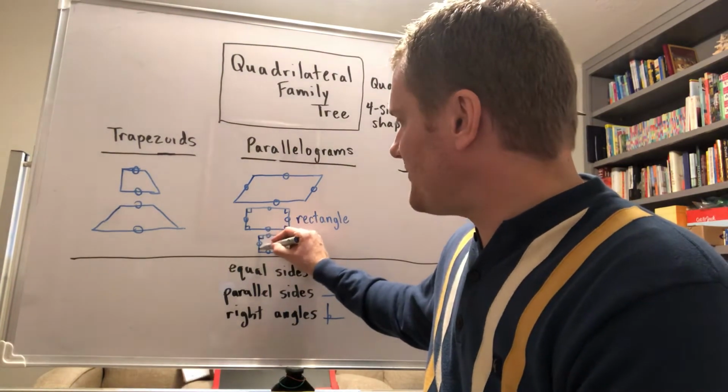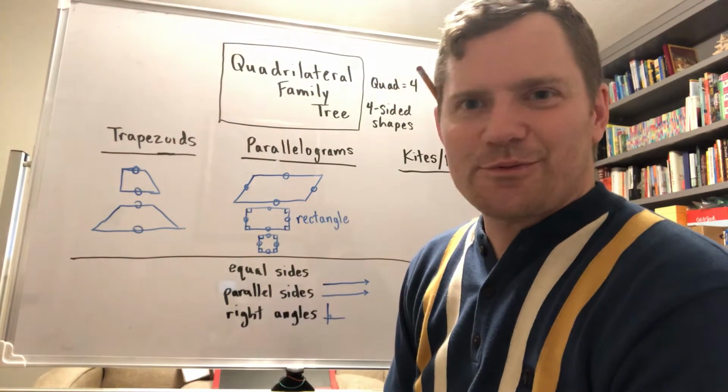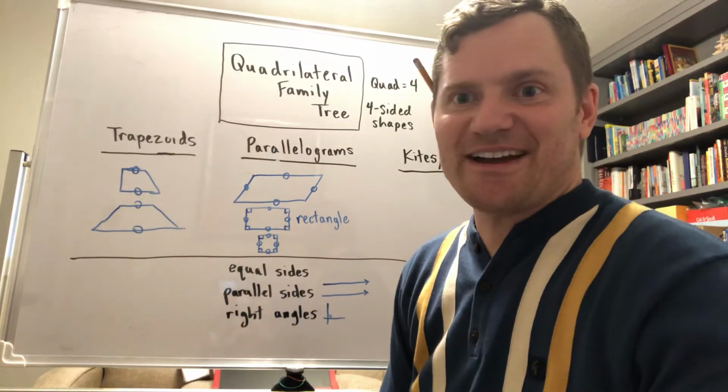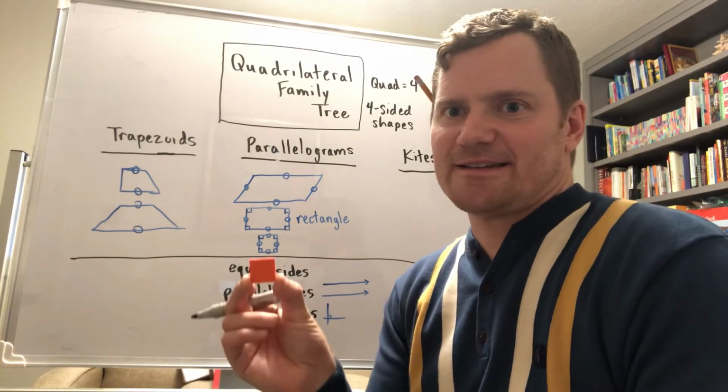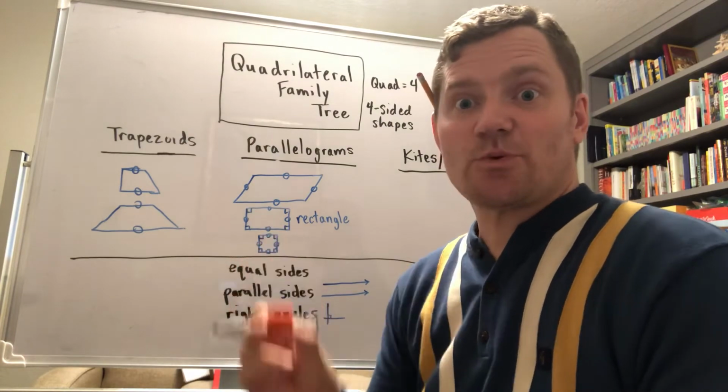Not only that, they have four right angles. Well, what's that shape? That's the one that we know, right? Let's see if I can get the size just right. Boop, there it is. So that is our square. That's how we get a square.